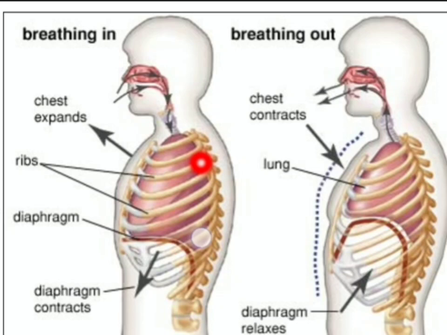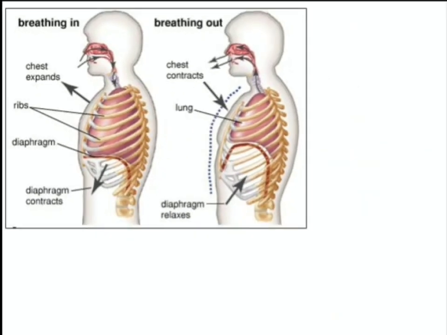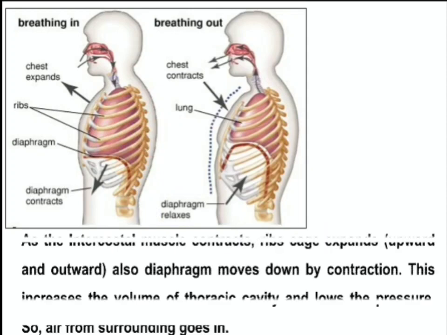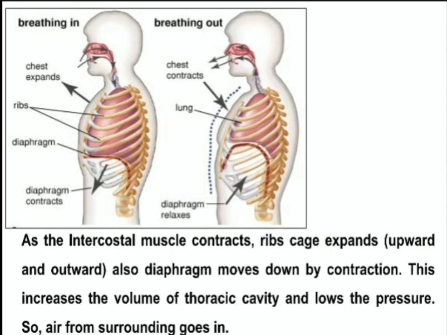So what is the principle behind it? This is breathing in, and this is breathing out. You can see during breathing in, the chest expands and goes outside. So this whole rib cage goes outside and the cavity is becoming more in volume. So let's do the explanation. What happened basically?